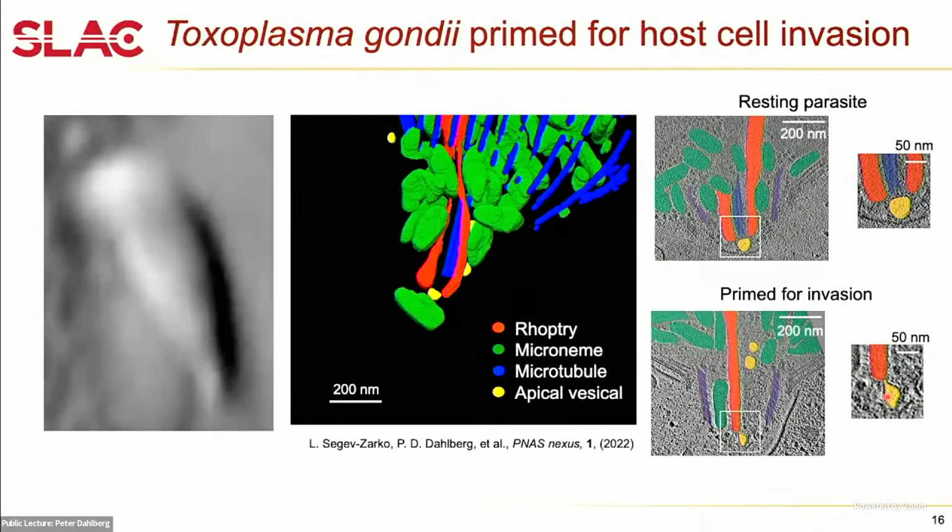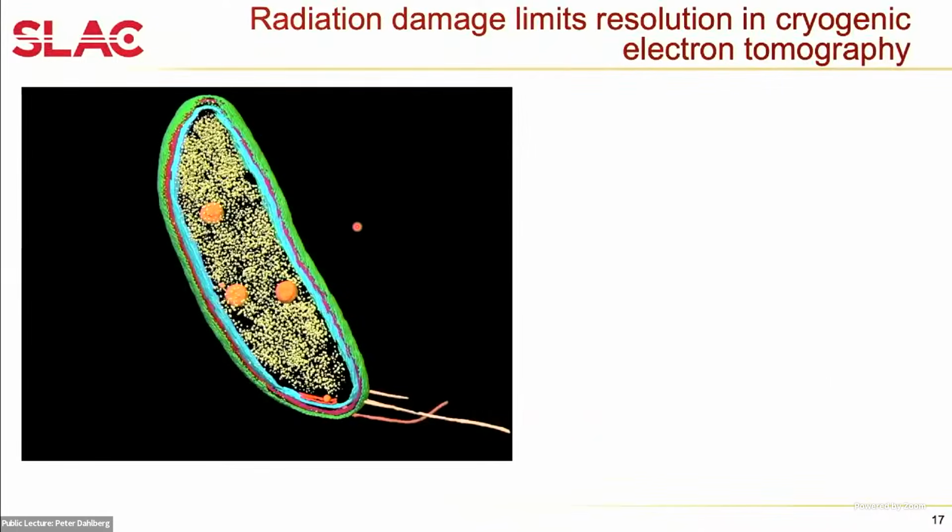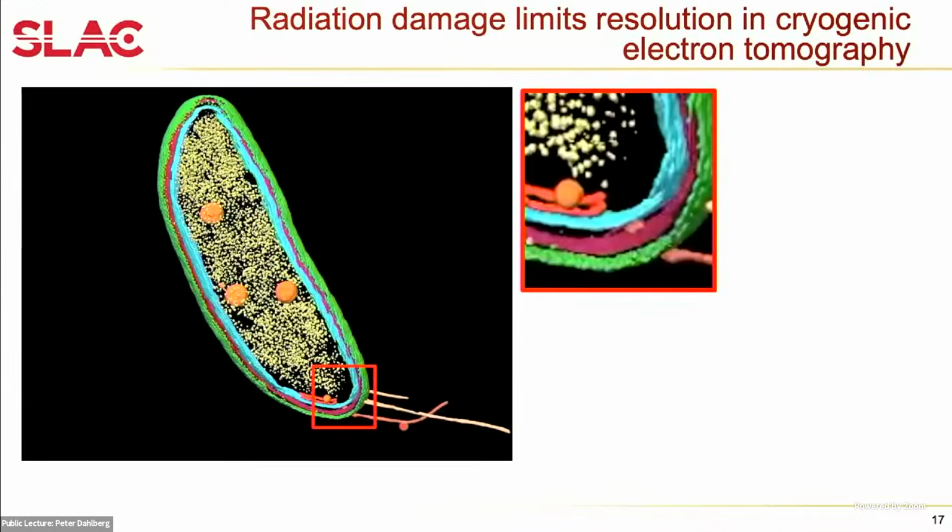So to understand this a little bit better, I'm going to turn to this image of Caulobacter crescentus, this bacterial cell we were looking at before. And what I'm going to do is zoom in on this end of the bacterium here.